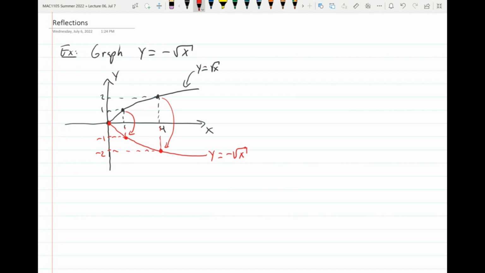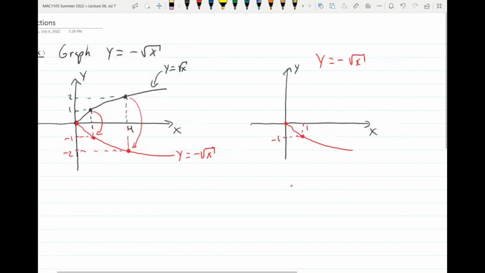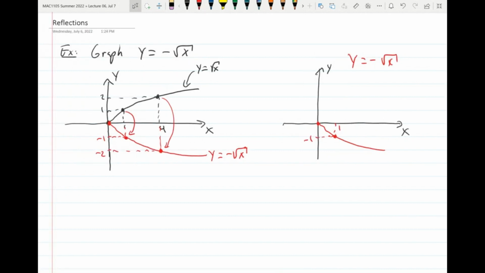Do you understand this? So, you know, if you wanted to graph this function by itself, the picture then would be something like this. Right? That's the graph. (0, 0). At this time, it goes through (1, -1), and so on. So that would be the graph of y equals negative square root of x. All right. Questions?